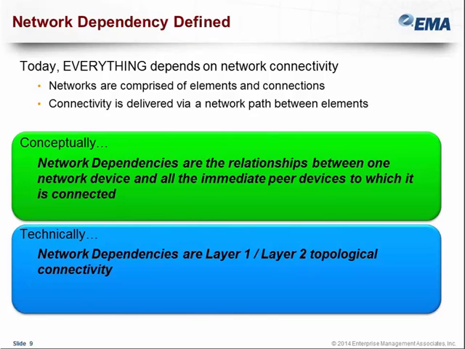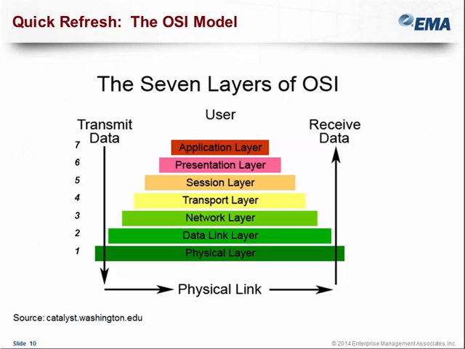And network dependencies, by this definition, is basically what's happening at layer 1 and layer 2 of the OSI model. It's a topological connectivity that occurs down at the most basic connection levels. So before we go any further, I want to take a quick moment to refresh everyone on the OSI model, since I just referred to it, and to illustrate why it's important to understand these concepts as we talk about the various different choices and directions and strategies in the rest of the session here today.